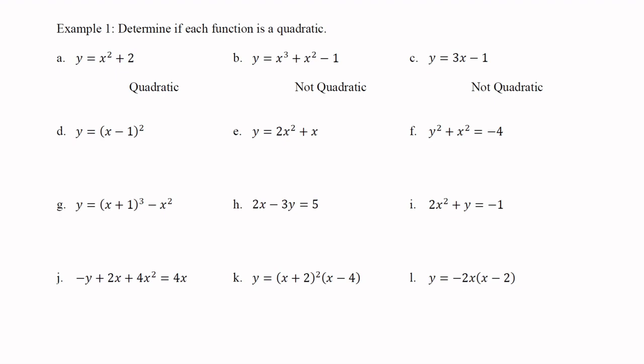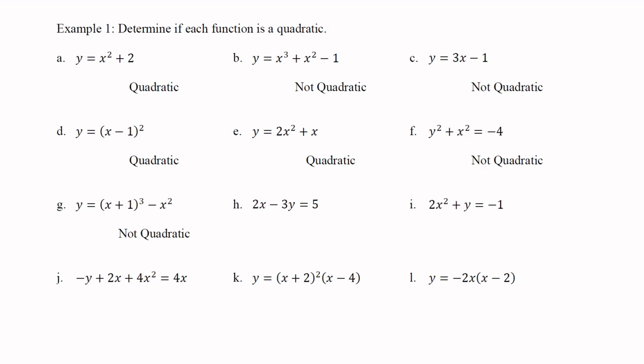For d, we have the quantity x minus 1 squared. If we were to multiply this out, we would end up with an x squared term, so this is quadratic. E has an x squared term, so that is quadratic. F has an x squared term, but it also has a y squared term, and you cannot have a y squared term, so it's not quadratic. For G, we have an x squared term, but you also notice that we are cubing a binomial, which means we're going to end up with an x cubed term somewhere. So this is not quadratic.